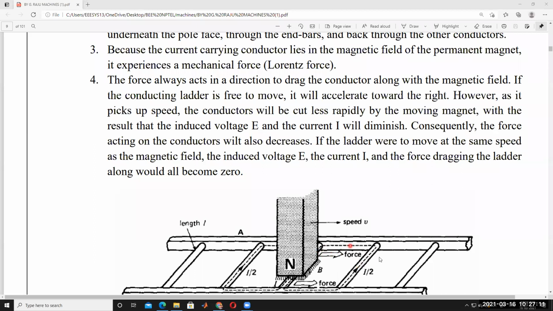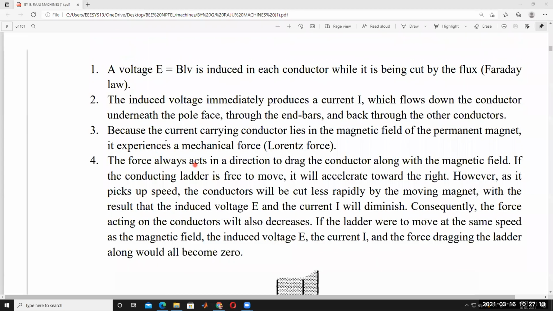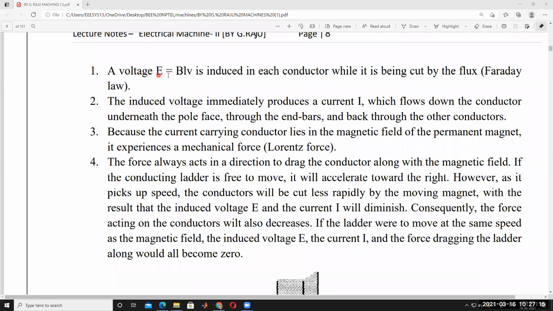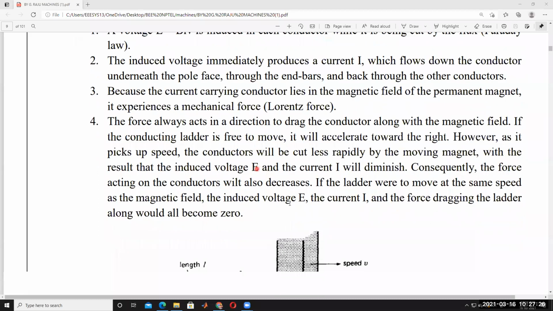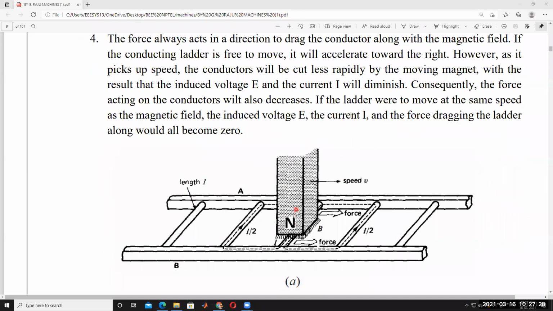Different types of tests take place. First one, a voltage E equal to BLV is induced in each conductor while it is being cut by the flux, according to Faraday's law. Am I right or not? Whenever a stator rotating magnetic field cuts the rotor, the EMF is induced in the rotor conductors, the rotor bars.